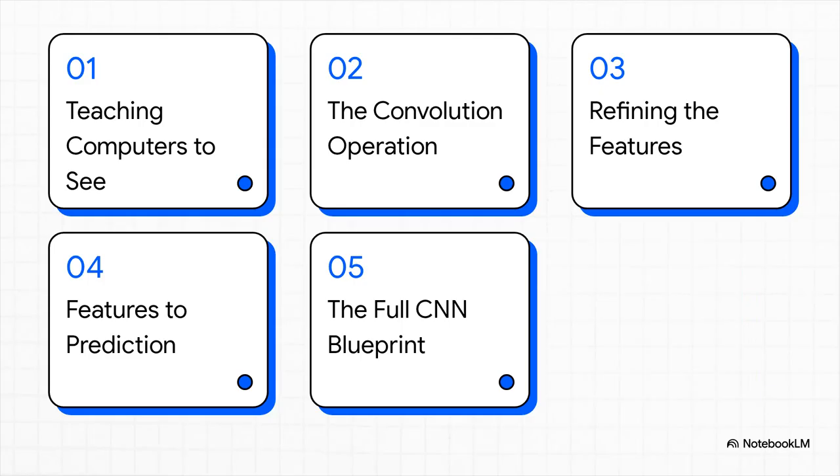All right, here's our game plan. First, we'll tackle how computers even perceive an image in the first place. Then, we'll build the core engine. That's the convolution operation. After that, we'll see how to refine the features it finds, turn all of that into an actual prediction, and finally, we'll look at the entire blueprint from start to finish.